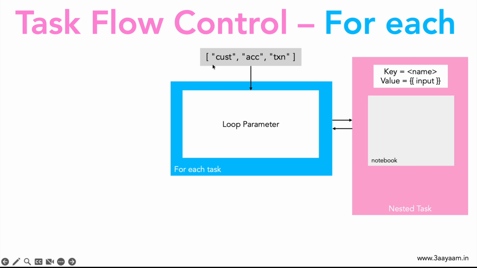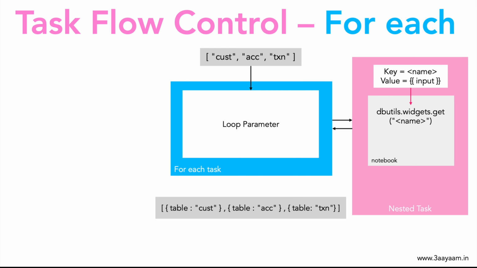If the array is a simple array like this, which contains either string or integer or decimal, then the value would contain double curly braces, open and close. And then we'll have to pass the keyword input. And the name of the key would be anything. So it can be table name. We can define the key as table underscore name or entity underscore name. It's up to us. But this has to be defined in the nested task. Why? Because the list or the parameter will be passed every time in the nested task, and then it will be used by the widget inside of the notebook.